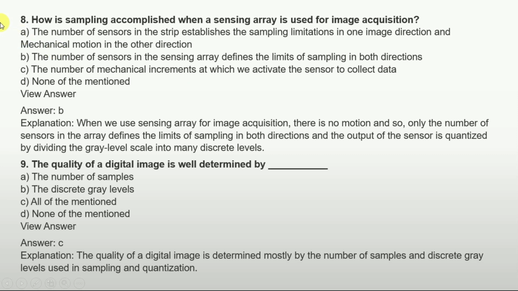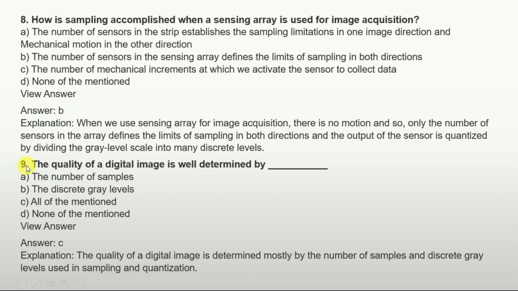So a new question is, how is sampling accomplished when a sensing array is used for image acquisition? So options are: A, the number of sensors in the strip establish the sampling limitation in one image direction and mechanical motion in the other direction. Option B is: the number of sensors in the sensing array defines the limit of sampling in both directions. And option C is: the number of mechanical increments at which we activate the sensors to collect data. None of the mentioned is the fourth option. So the answer is B, that is the number of sensors in the sensing array defines the limit of sampling in both directions. And you can see the explanation as well.